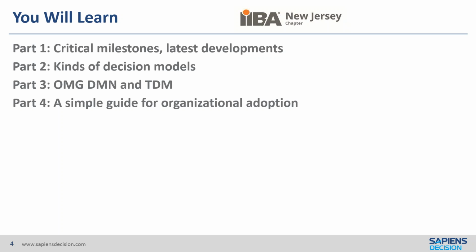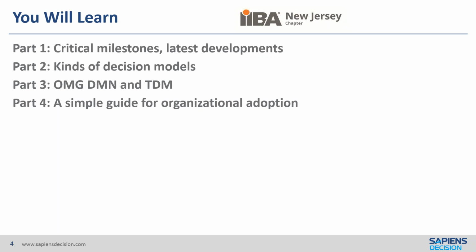First I'm going to cover the critical milestones and developments that led to where we are today. Then I'm going to give you examples of the kinds of decision models that are in production today in at least 5 or 6 of the top 10 corporations in the world. I want you to understand this is not an unknown science. This is not something that isn't currently working hugely today.